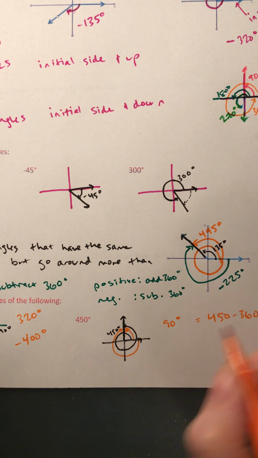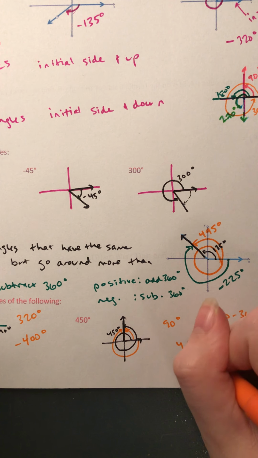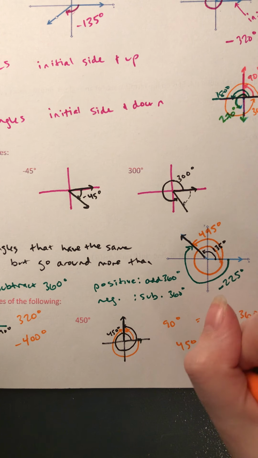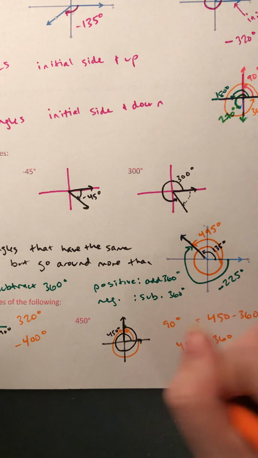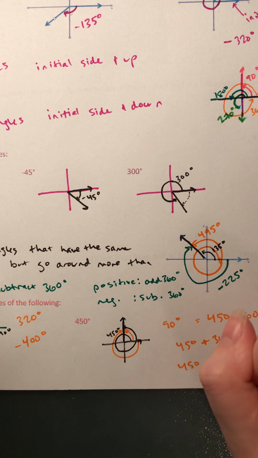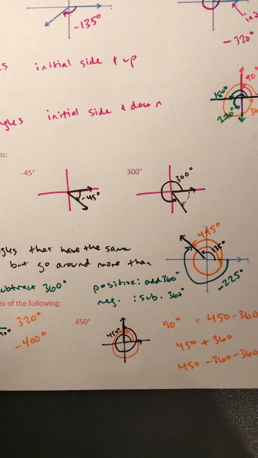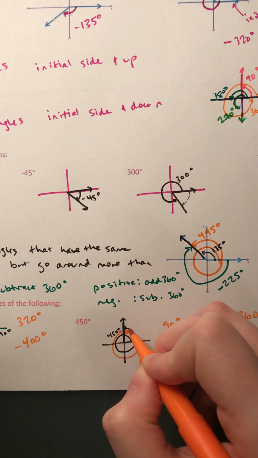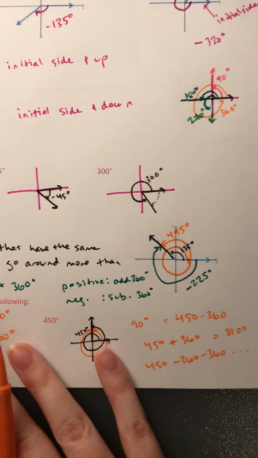So we could do 450 degrees plus 360. We could do 450 minus 360 minus 360, whatever you guys would like to do. 450 plus 360, going around another time, would be 810 degrees, which is huge, right? So that means we would go around once and then around another one and then that 90. So you guys can do it however you'd like.